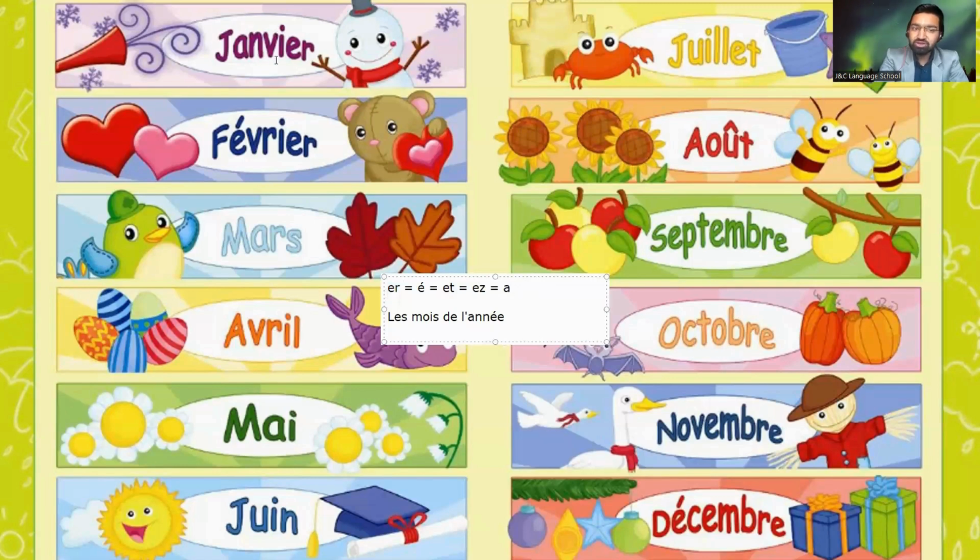So it is janvier. In Feb, you can see there is accent as well as ER. So I have to make the sound of A twice. Février. March will be pronounced as Mars. No changes in the pronunciation. The S in the end will also be pronounced, and the way you pronounce planet Mars in English, the same pronunciation goes for March in French.